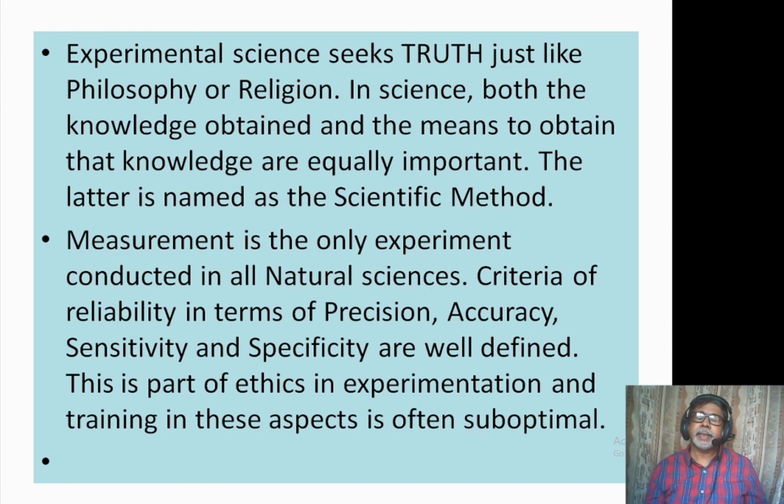So experimental science, it seeks truth just like philosophy or religion. In science, both the knowledge obtained and the means to obtain that knowledge are equally important. And the latter part, means how you obtain the knowledge, is the scientific method. How you are going to obtain the knowledge through a method application, that is the scientific method. So measurement is the only experiment conducted in all natural sciences. Criteria of reliability in terms of precision, accuracy, sensitivity, and specificity are well defined. So this is part of ethics in experimentation, and training in these aspects is often suboptimal. So if your training is suboptimal, it is difficult to reproduce in full.